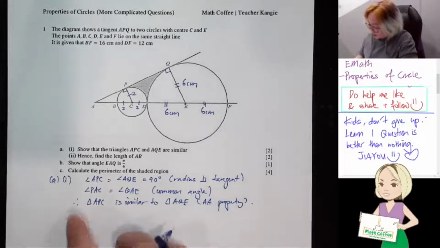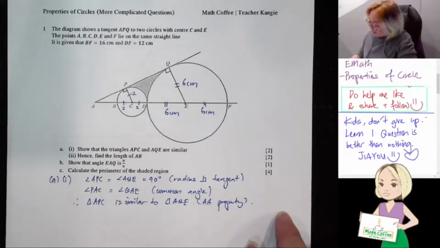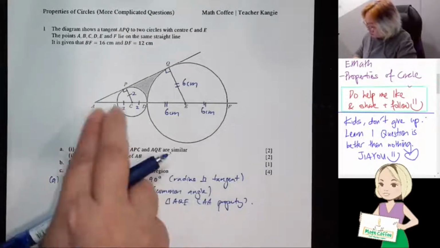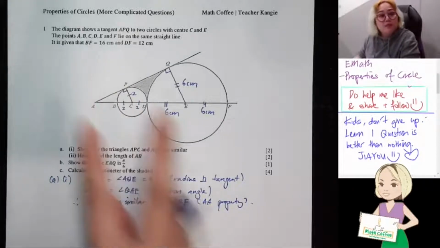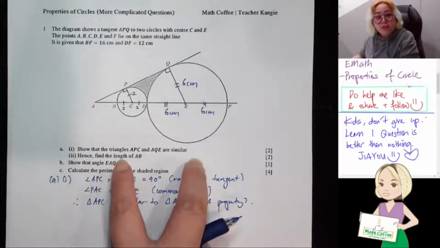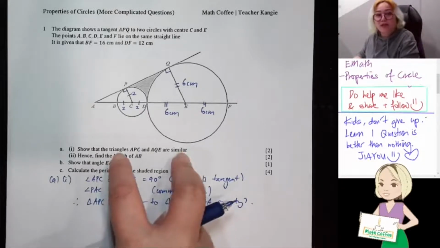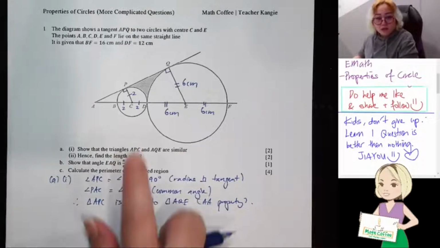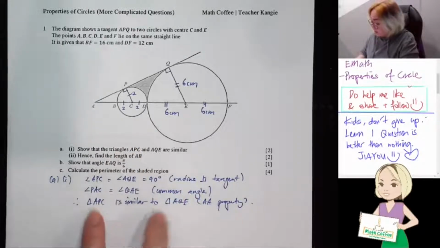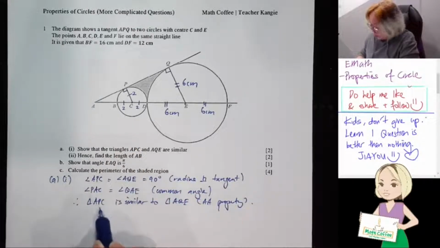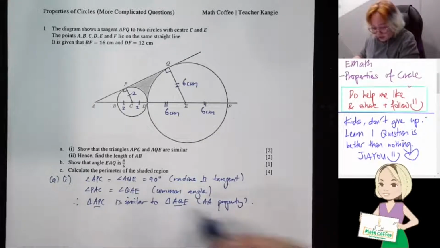Now part 2. They say hence find the length of AB. AB is this small part here. A lot of times, when they ask you to prove similar triangles, we're going to make use of the similar triangles to find unknown lengths. So in this case, I'm going to form the fraction from the similar triangles. Look at this one, so it will be AP over AQ.